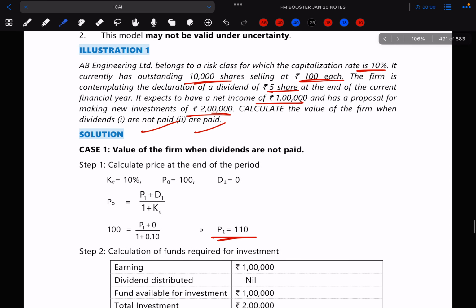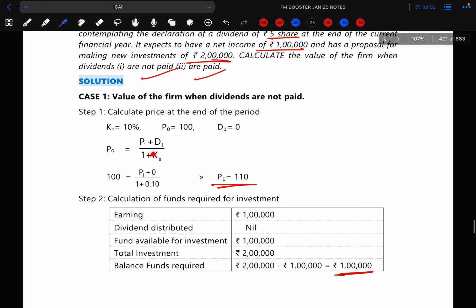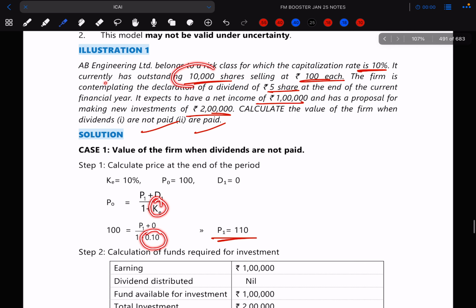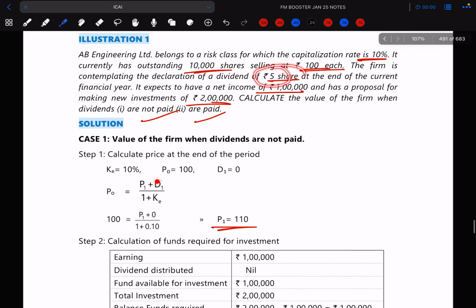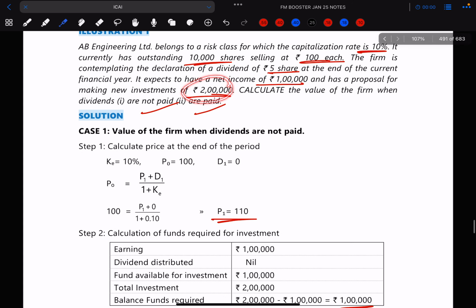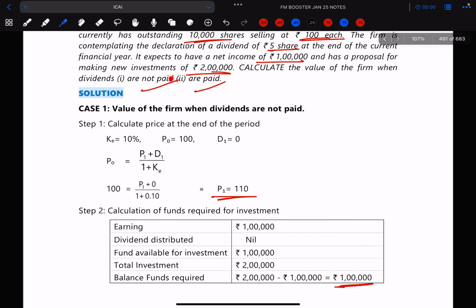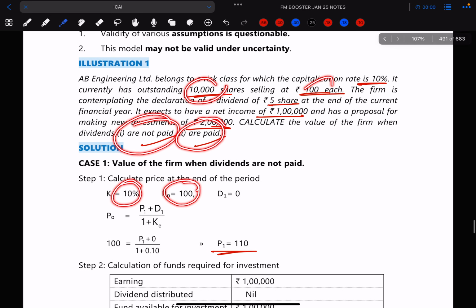Here they have taken a question, understand this. The risk class or capitalization rate is 10%. This is KE, so KE is 10%. The outstanding shares are 10, selling at 100 per share. The firm has a declaration rate of 5, so the dividend here is 5. And the net income is 1 lakh. The proposal of investment is 2 lakh. So they have earned 1 lakh and they want to invest 2 lakh. Decide whether it is paid or not paid. Here they have already given 100 rupees per share.